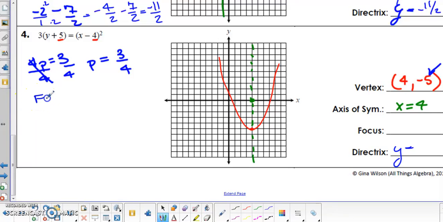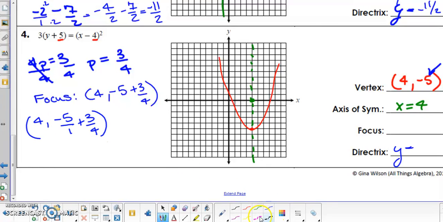So my focus, it's changing on my y, so I'm going to go like this. That gives me 4, negative 5 over 1 plus 3/4. I'm going to multiply by 4, multiply by 4. So I would get 4, negative 20 over 4 plus 3/4. So that's going to get me 4, negative 17 over 4.